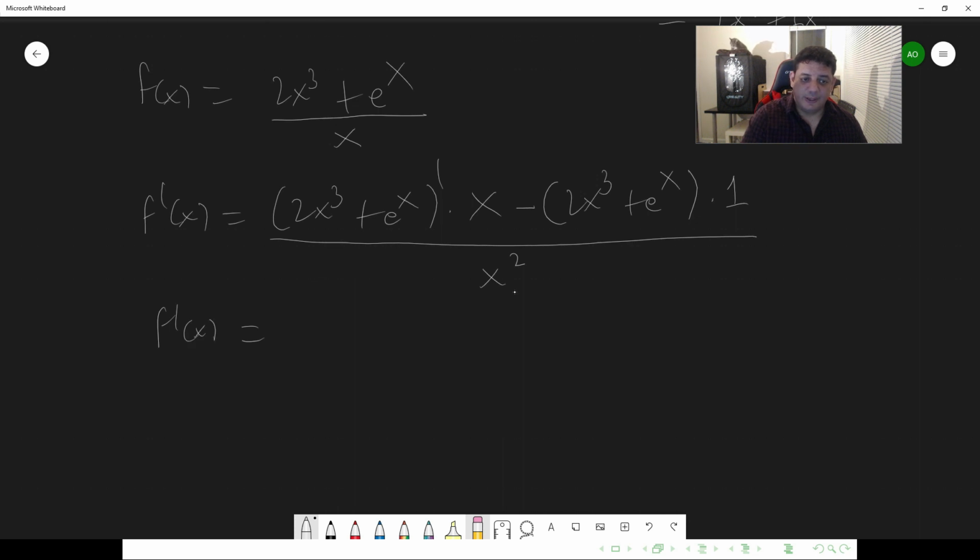The derivative of this will be 6x squared plus e to the x times x minus 2x cubed minus e to the x, okay, and divided by x squared.